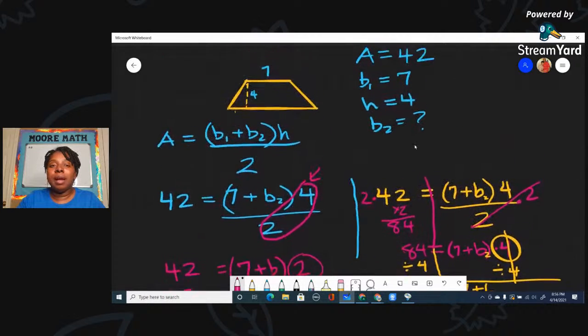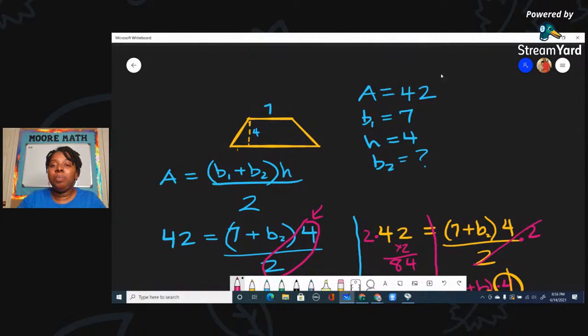Make sure that whatever they give you, you put everything down that you're given and what you're trying to find. Then fill out everything in your formula and work at it one at a time, chipping away things until you get that b by itself, that base, or if you're trying to find the height, until you get the height by itself. Okay?